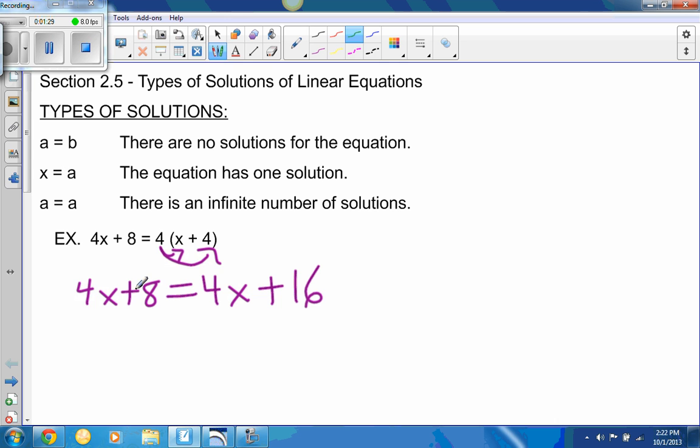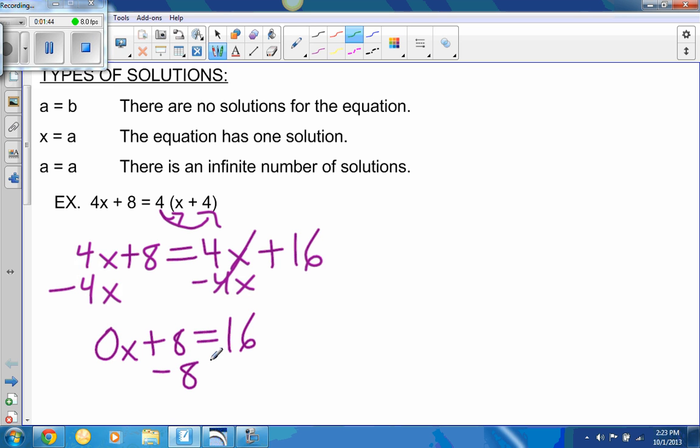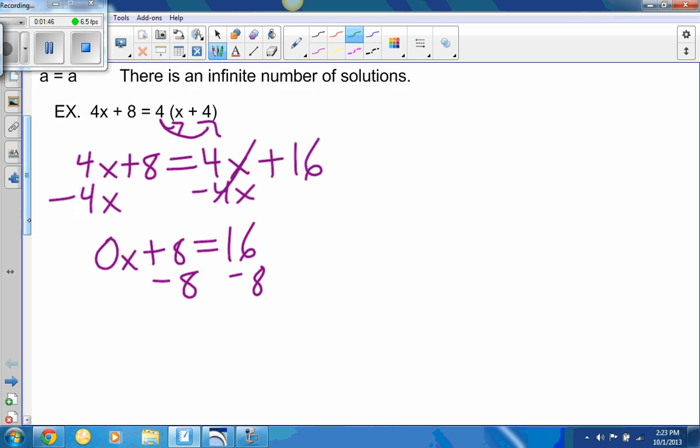So now I'm going to move things around. I'm going to rearrange the equation just like how we learned. So I'm going to move 4x to this side. 4x minus 4x is 0x, and I still have a plus 8 equals 16. Get rid of your 8 by minusing 8. So that leaves me with 0x equals 8.